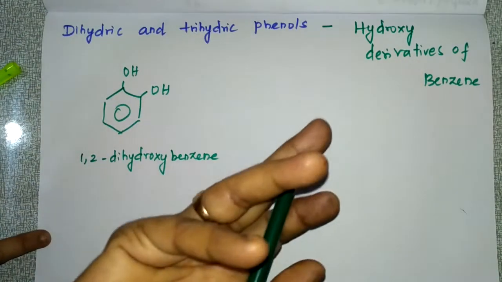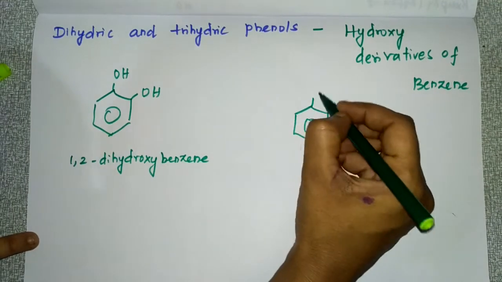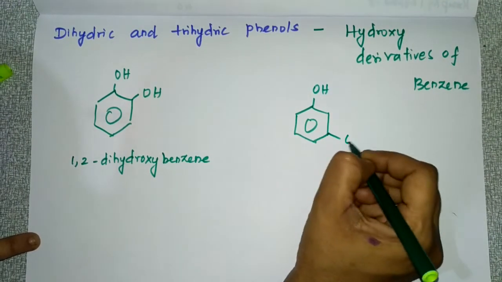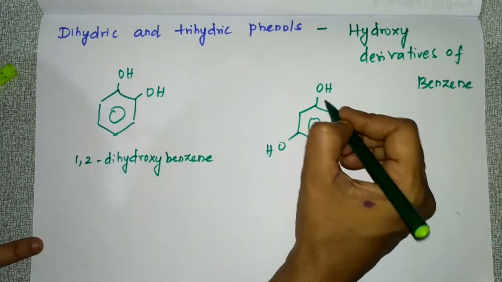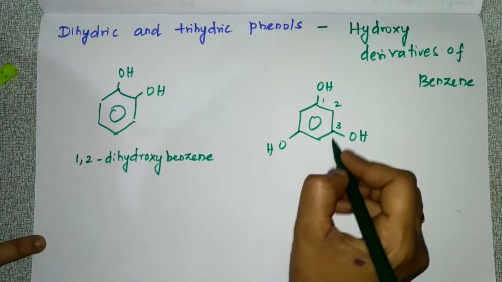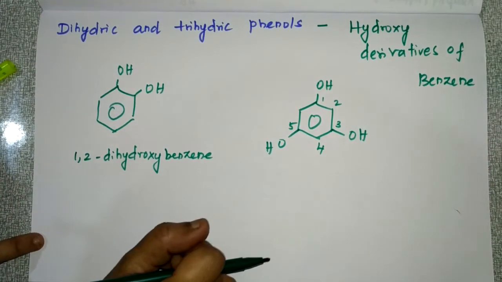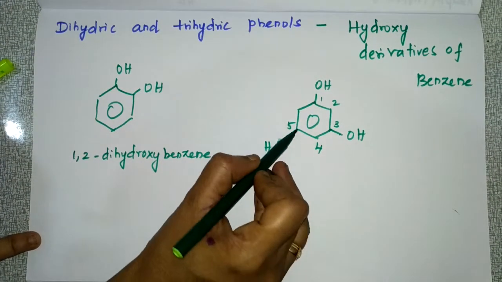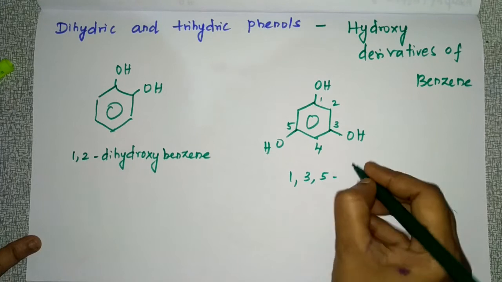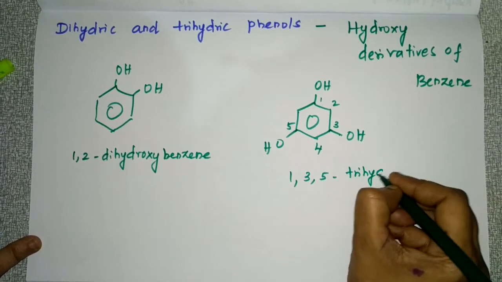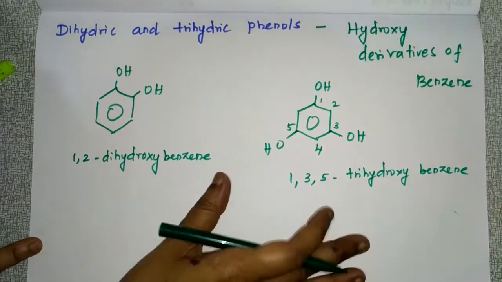If suppose trihydric phenols are there, I'll give you an example for trihydric phenol. So if it is like this, OH, here OH and here OH, how will you number this one? 1, 2, 3, 4, 5. So you'll be numbering like this. Okay, so how will you write this one? 1,3,5-trihydroxybenzene. 1,3,5-trihydroxybenzene. Okay, so have you understood?